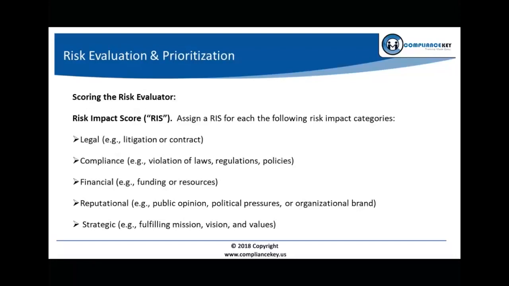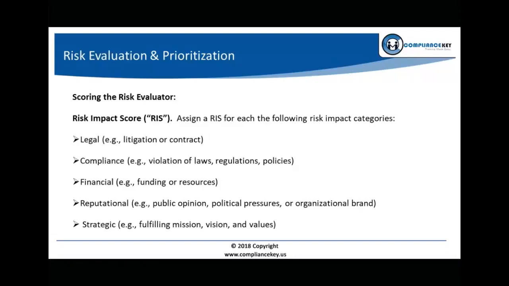So with regards to scoring the risk evaluator, I've got a graphic here in a little bit that will have this information all laid out that you could use. You're basically going to have your risk impact score, and this is going to be assigning an individual score for each of these different risk categories: legal, compliance, financial, reputational, strategic. Again, you don't have to use all of these. You could use some of these. This is just a generic set of risk criteria that you typically take a look at.